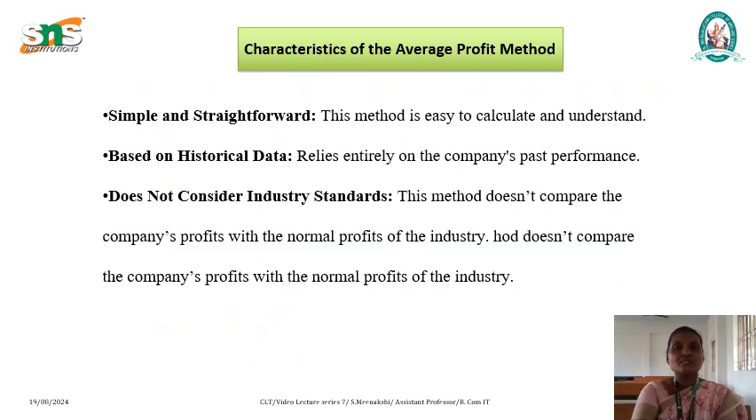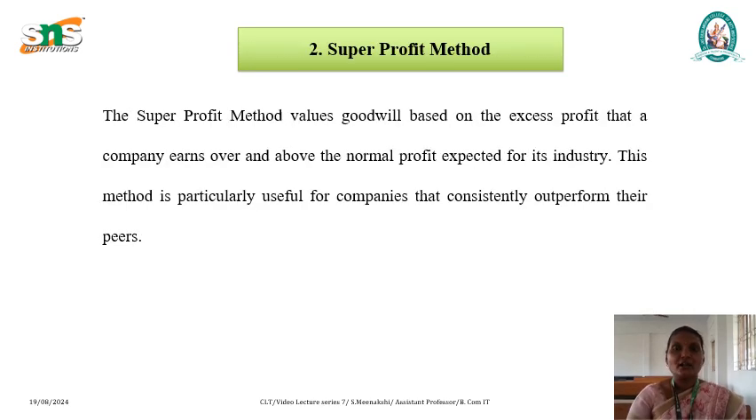Then the various characteristics of the average profit method. The first characteristic is that it is simple and straightforward. It is easy to calculate and it is a direct method which can be understood easily. The second characteristic is that it is based on historical data. This method always prefers previous years' data or the company's past performance. Then, this method does not consider industry standards. It never compares the company's profit with the normal profit, so it does not compare the company's profit with the overall industry of the business. So these are the main characteristics of the average profit method.